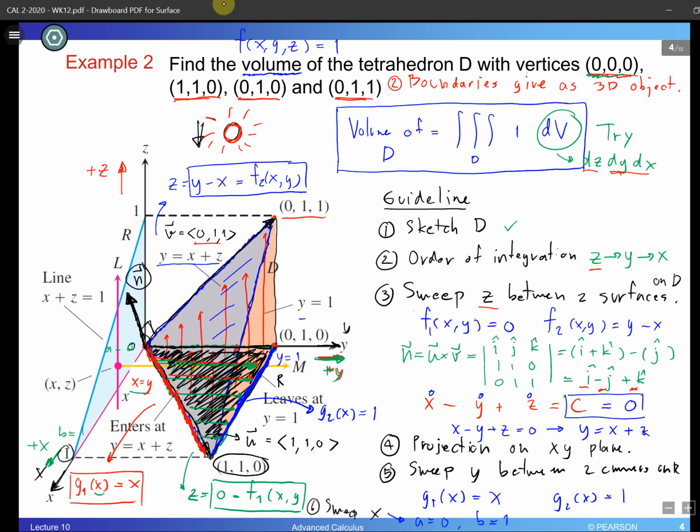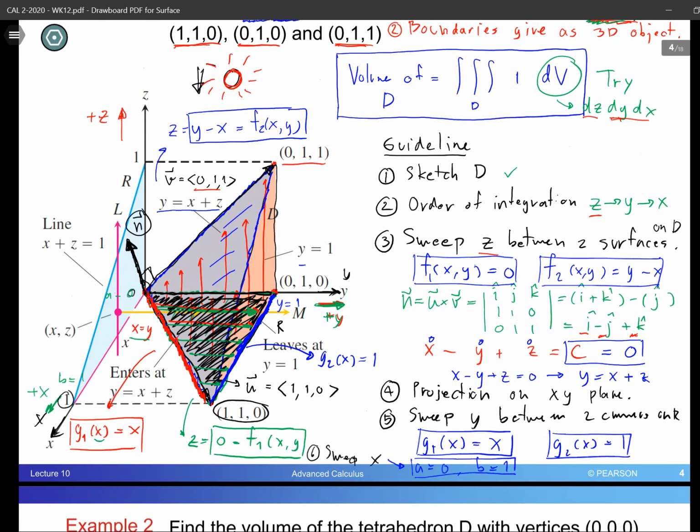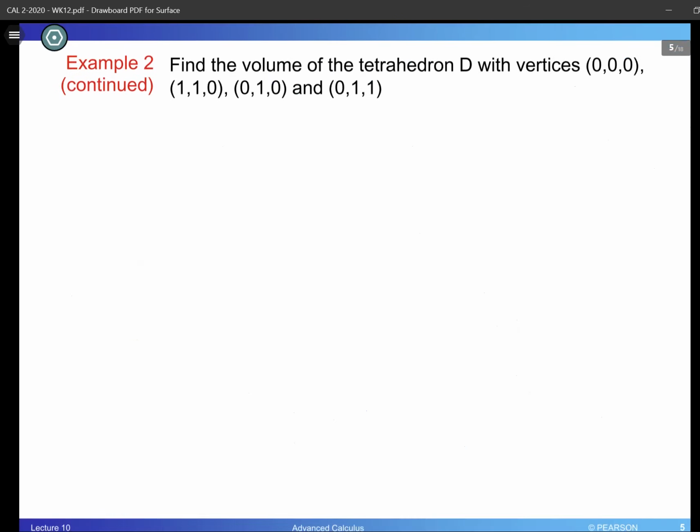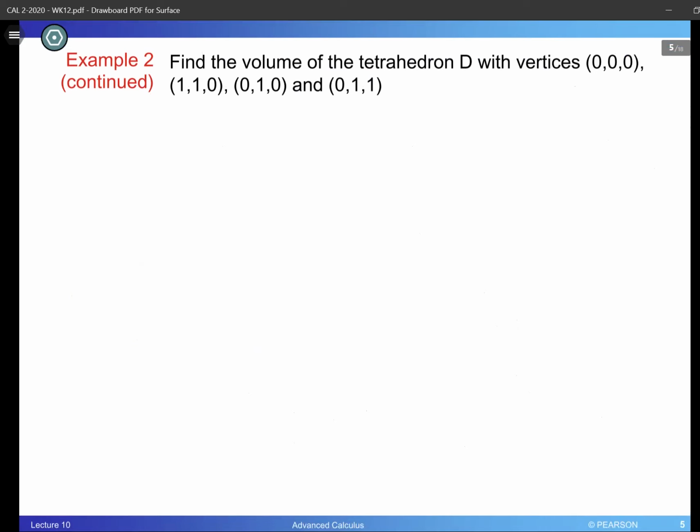z is right here between two surfaces, y is right here between two lines, two curves, and x is right here, just two scalar values. Now we are going to make use of this information and solve the triple integral. So we are going to use all the boundaries here.